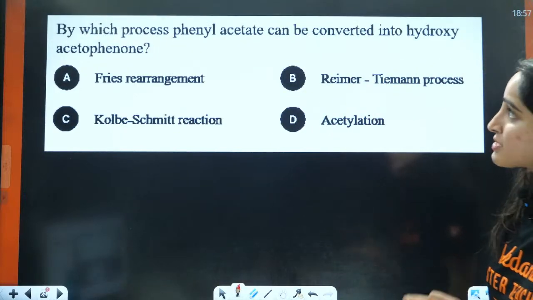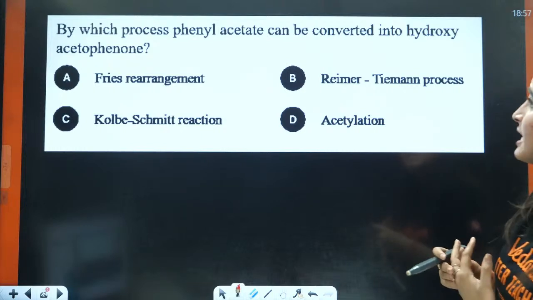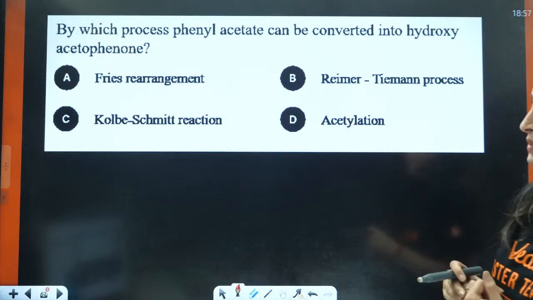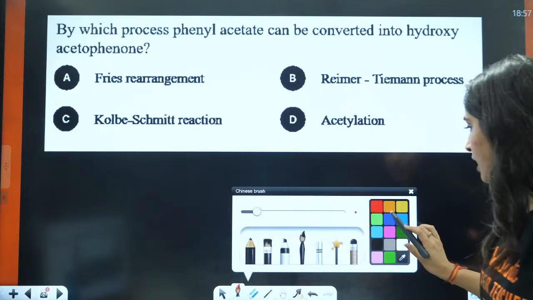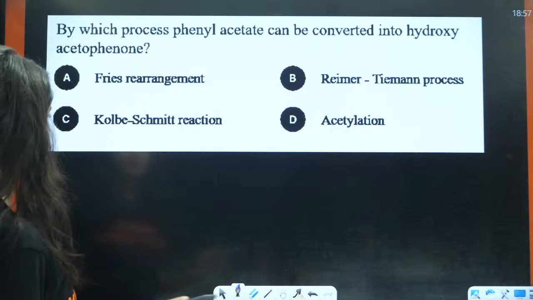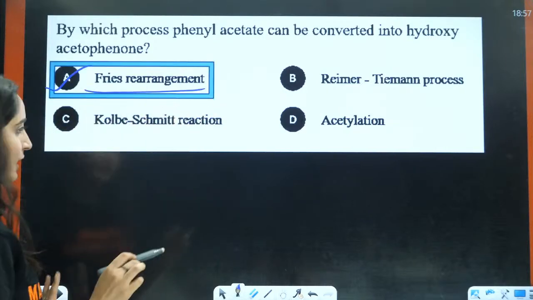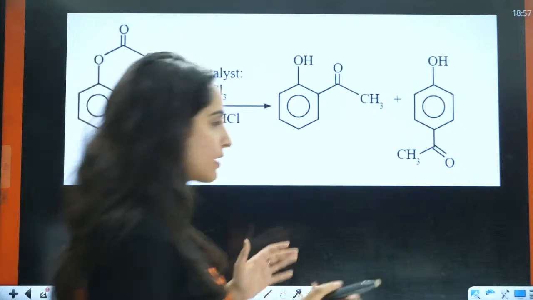By which process can phenyl acetate be converted to hydroxyacetophenol? By which process? Now this is a different reaction. We have not done this reaction, right? So let us see this reaction. Basically the answer is Fries rearrangement. Let us see what exactly is Fries rearrangement.